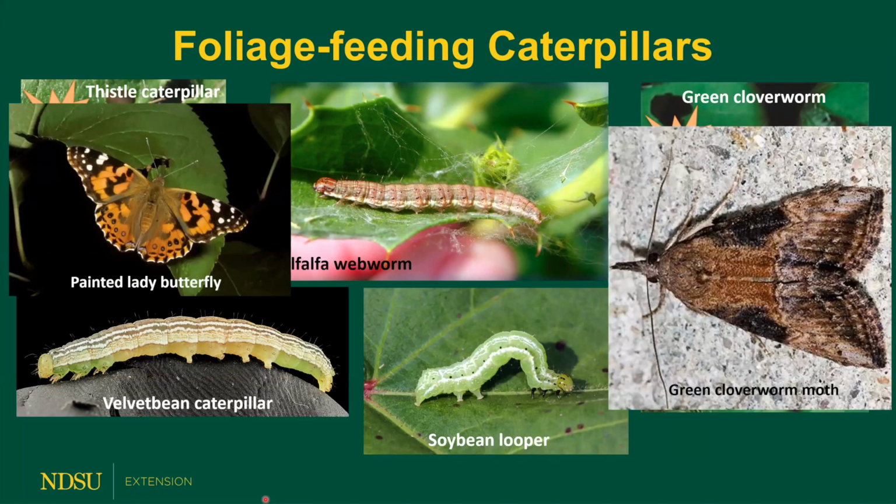And here's the adult stage. The thistle caterpillar is the beautiful painted lady butterfly. And then the green clover worm is a moth.